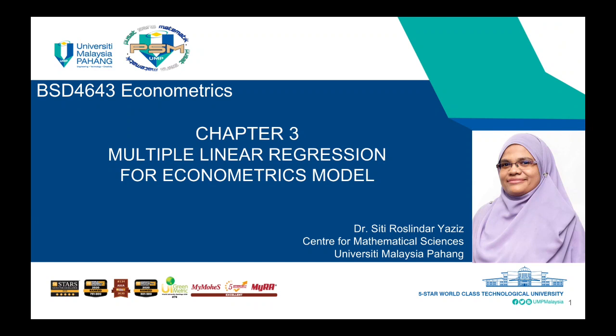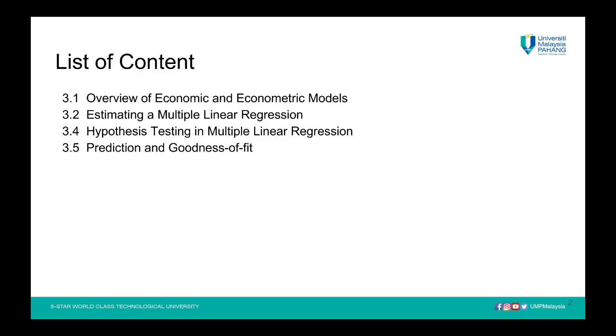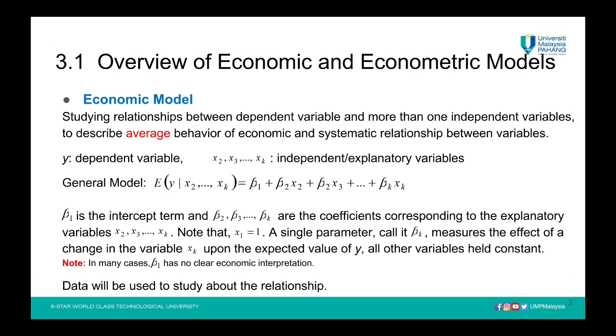Today, I want to share with you the third chapter in Econometrics, that is multiple linear regression for econometrics model. There are 4 subtopics in this chapter as listed on this slide. In the economic model for multiple linear regression, in general, the objective is the same as the simple linear model. The difference between them is, in multiple linear regression, the number of independent variables x is more than 1.